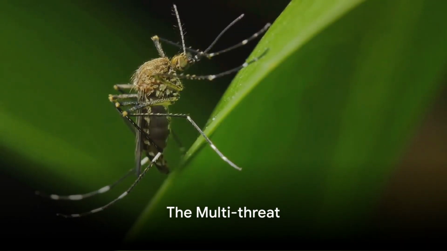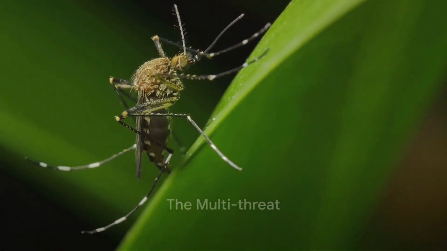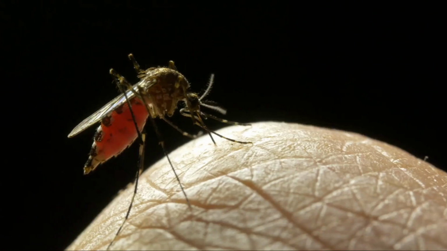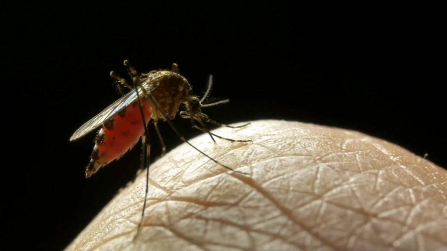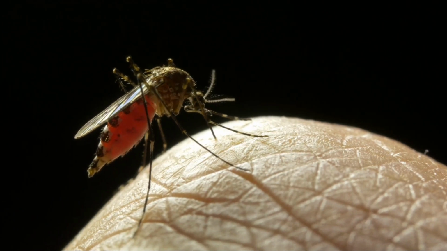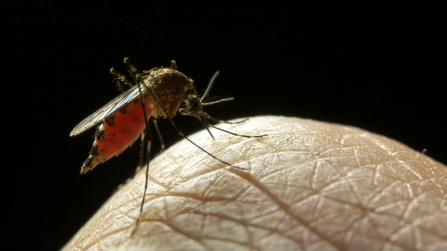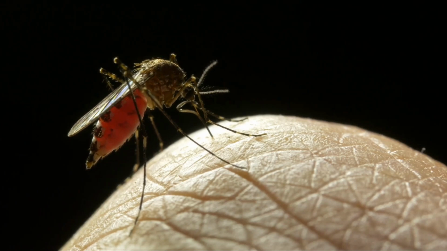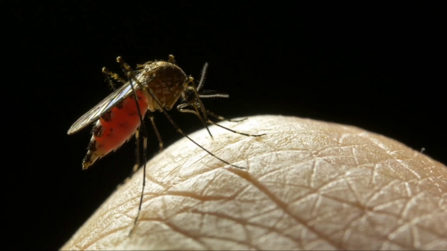Next, we're turning our attention to Aedes mosquitoes, known for carrying multiple diseases. This small black and white striped insect is a lethal delivery system for some of the most debilitating diseases known to man. Let's shine a spotlight on dengue, Zika, and chikungunya, all of which are spread by the Aedes mosquito.